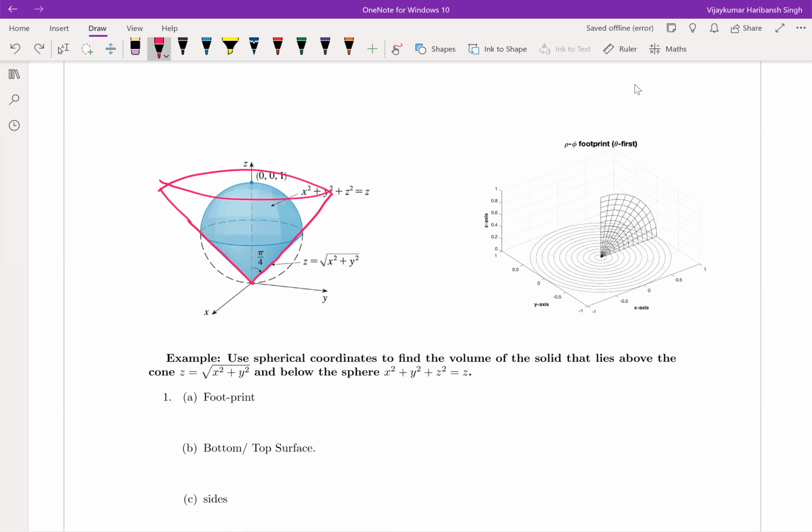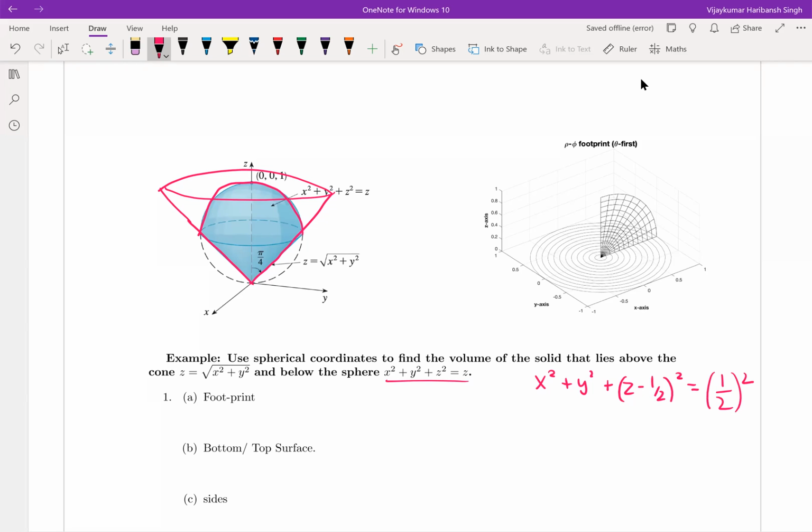And below the sphere x squared plus y squared equals r squared. So your cone is like that, and below the sphere. This is your sphere, x squared plus y squared plus z squared equals z. Essentially this sphere is x squared plus y squared plus (z minus half) squared equals one-fourth, so a sphere with center at z equals half. This is how the sphere looks, so this is the completion of your sphere.